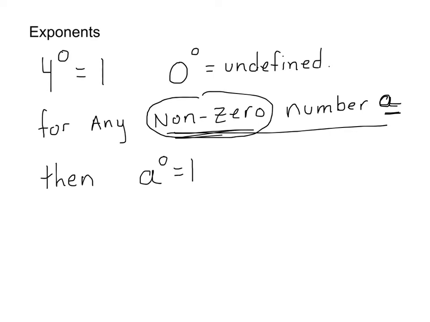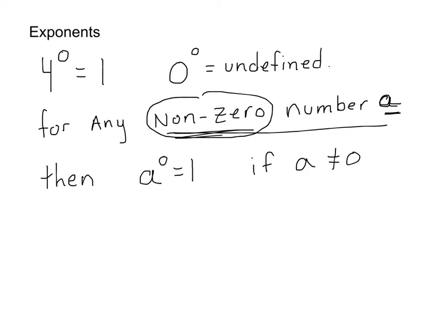Okay, now that's only not true if A equals 0. So what we're saying is any number A raised to the 0 power will always equal 1 unless your A is 0. So that's why I have here A cannot equal 0.